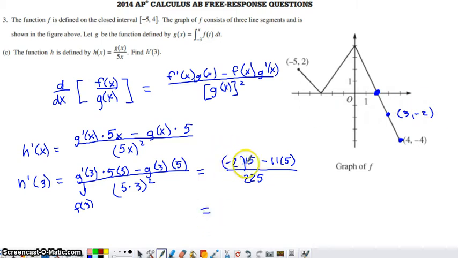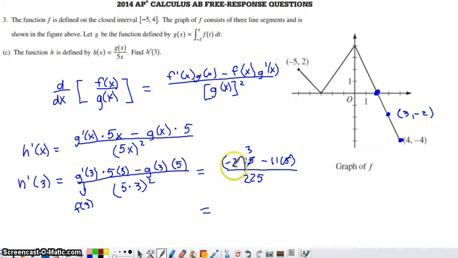More arithmetic. So we're looking at what? Negative 30 minus 55 in the numerator over 225. Actually, let me backtrack a little bit. I'm going to reduce a little bit right now. I'm going to divide everything by 5. So if I divide this by 5, that becomes a 3. If I divide this by 5, that's just a 1.